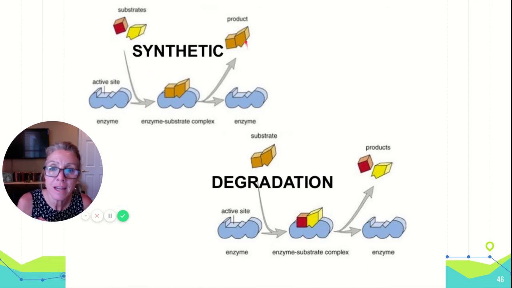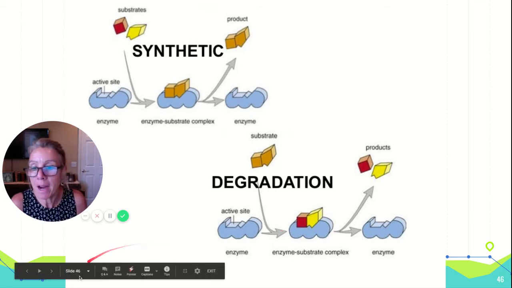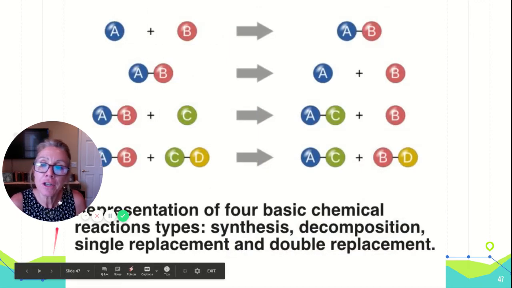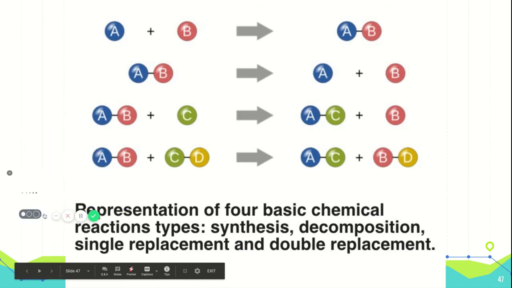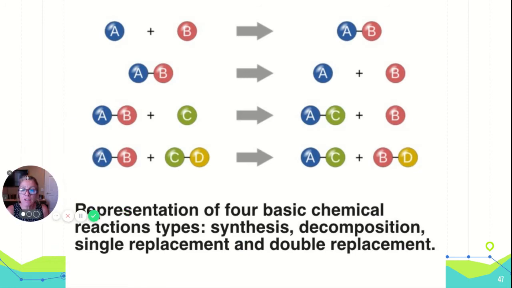This would be a synthetic reaction. Another name you could think of for this is you're building. So this is an anabolic reaction, whereas this one would be a catabolic reaction. Okay, I have some other ones here you might have reviewed in chemistry. The different types of reactions: synthesis, decomposition, single replacement, double replacement. These are all reactions that are going to be facilitated by an enzyme.